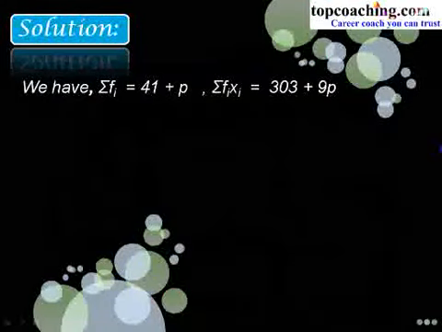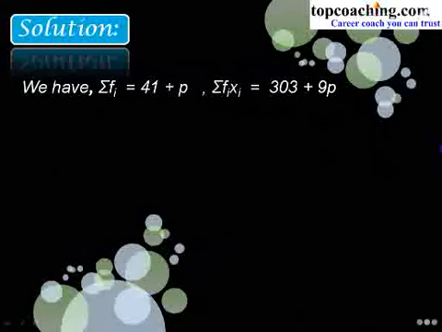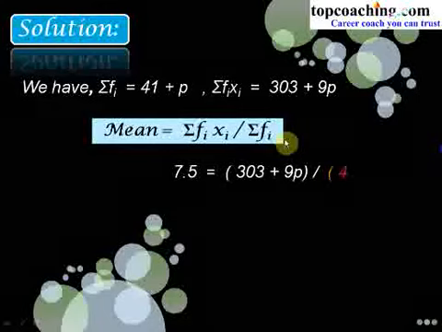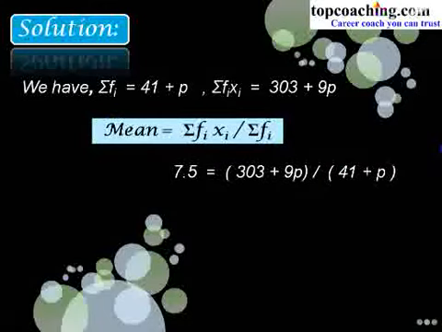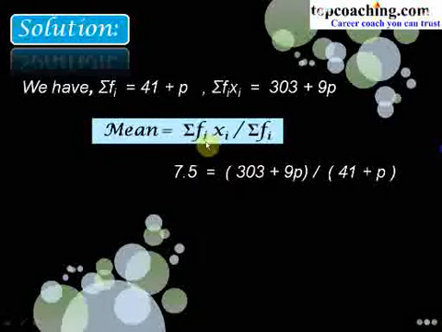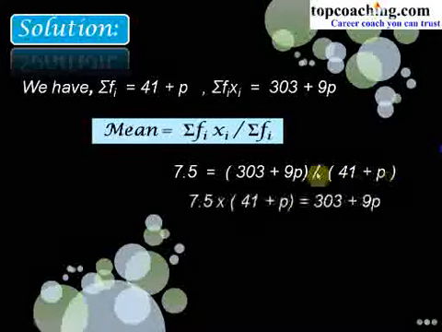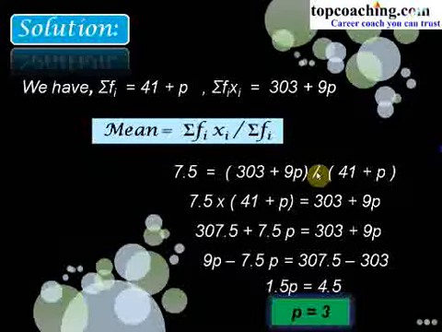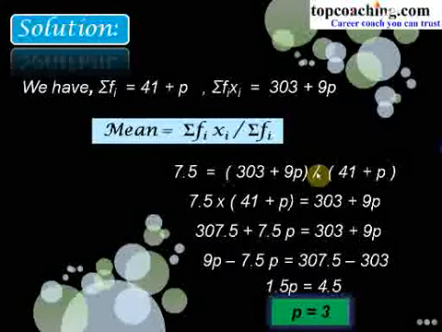So from the table we have sigma fi equals 41 plus p and sigma fi xi equals 303 plus 9p. And we know the formula, that is mean equals sigma fi xi divided by sigma fi, or capital N. Here we simply put all the values given in the question, that the mean is 7.5, and sigma fi xi is 303 plus 9p, divided by 41 plus p. We simply solve this equation, and finally the value of p comes to be 3. So we can say that for the given distribution, the value of p is 3.